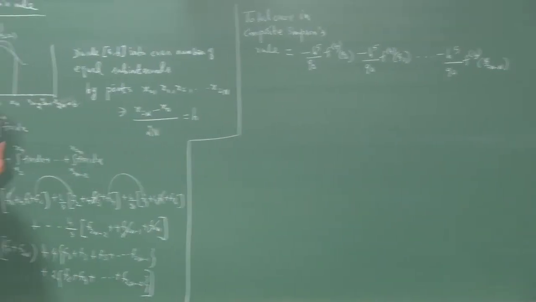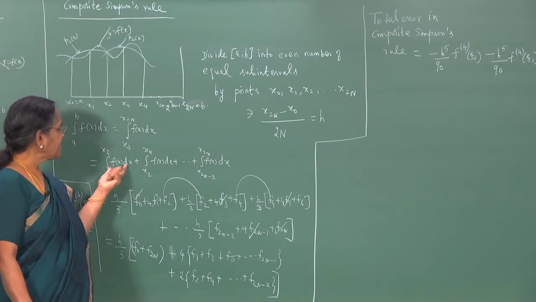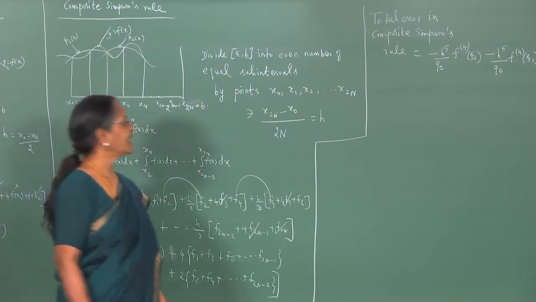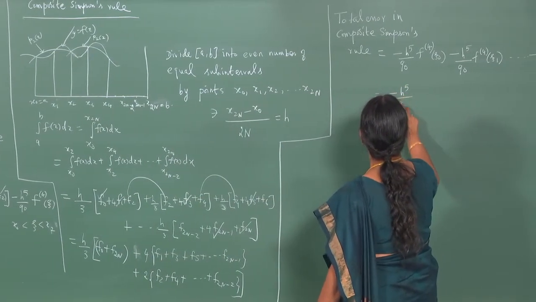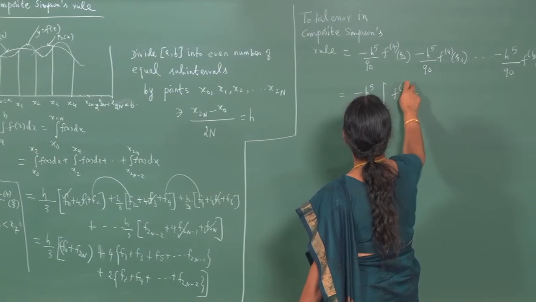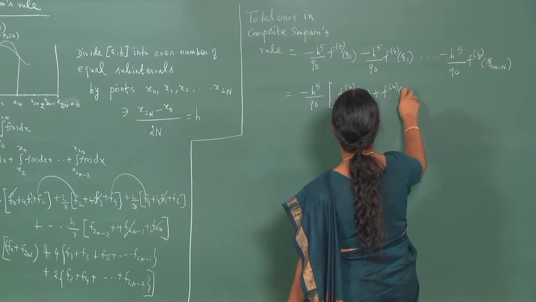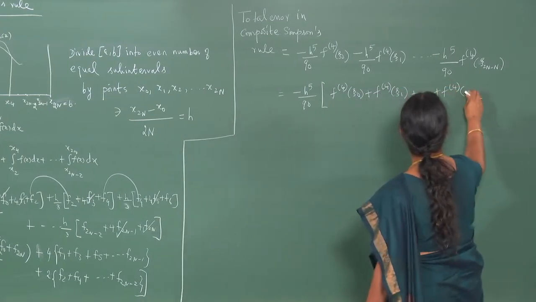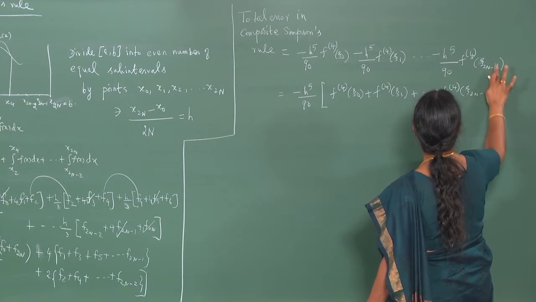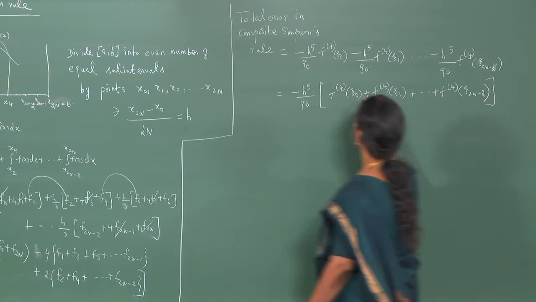So, I have added the errors that occur due to application of Simpson's rule in each of these integrals. So, that gives you minus h power 5 by 90 into the fourth derivative at psi naught plus fourth derivative at psi 1 and so on, the fourth derivative of f at psi 2n minus 2.